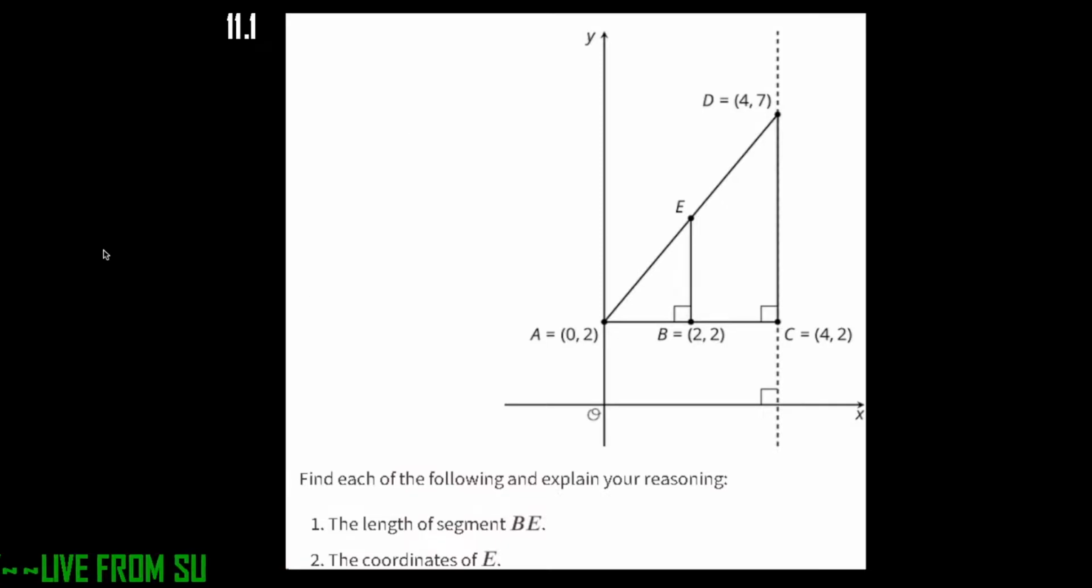And in this video, we're working on Unit 2, lesson number 11, still working with the intro to slope and keeping in our heads those ideas about similar triangles and how they work with slope. In the first part, for the warm-up, it says find each of the following and explain your reasoning. So find the length of BE and then the coordinates of the point E.